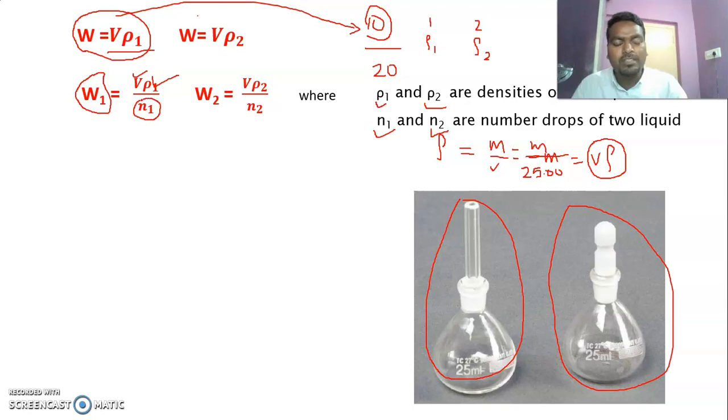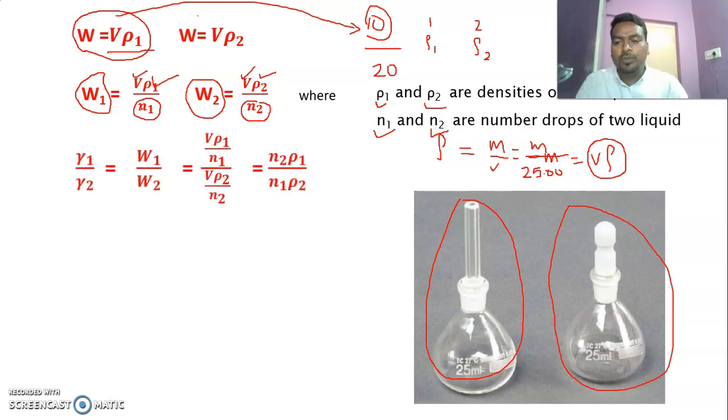This number of drops can be calculated with the help of the stalagmometer, which I showed in the previous slide. So now the volume is known, the density we calculated with the help of the gravity bottle, and we calculated the number of drops by using the stalagmometer. Then if you substitute all these values, you can easily calculate W1 and W2.